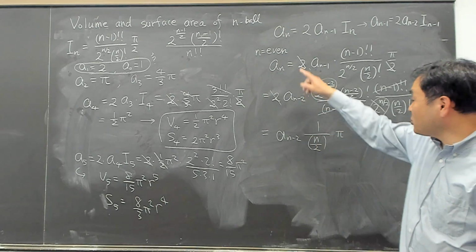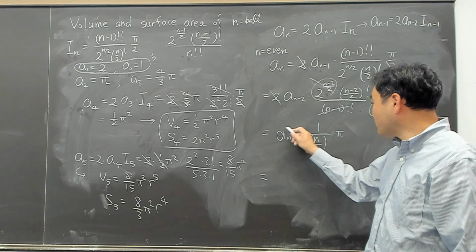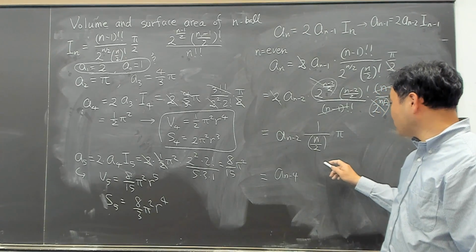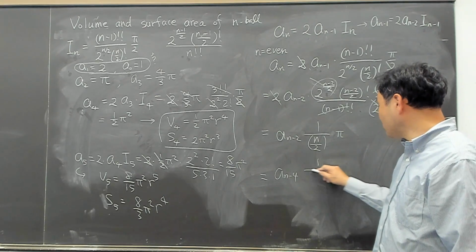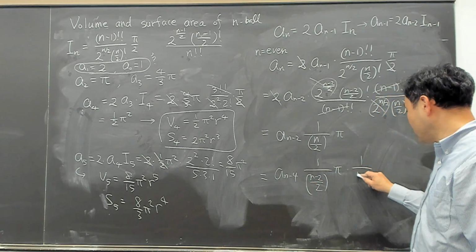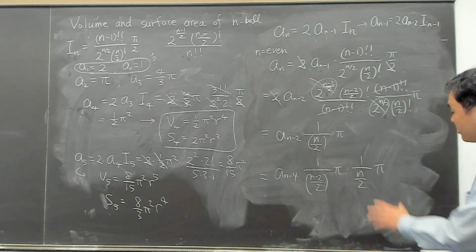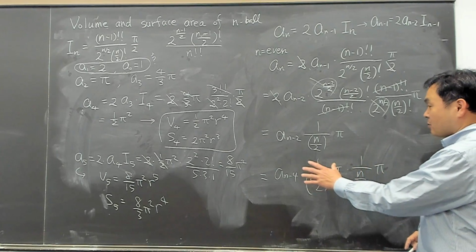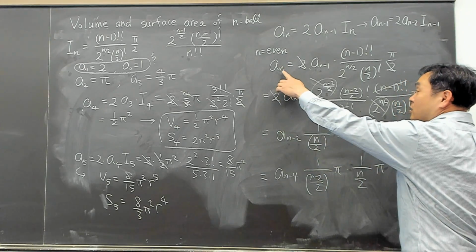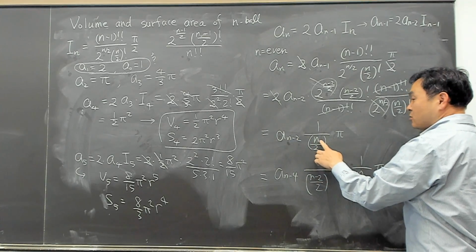And once you see that this is what you get, you can keep applying this recursion again. So you can replace this by A_{n-4}, so that you're going to get 1 over (n-2) over 2 pi times 1 over n over 2 pi. So this just carries over as before, but then I'm applying this same recursion with n replaced by n-2. So if I replace n by n-2, then this will be n-4, n-2 with pi there.